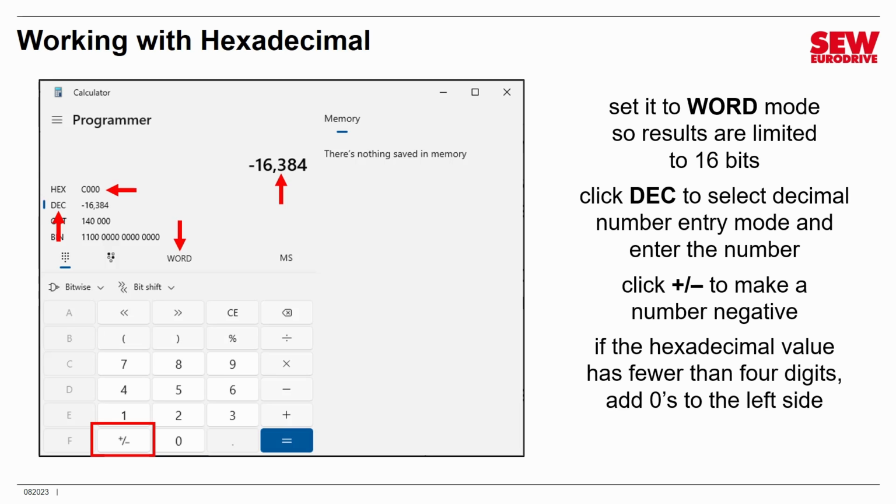C000 is the equivalent of negative 16,384. Again, if you don't have enough digits, add digits to bring it up to 4. So this one already has 4, so you're good to go.